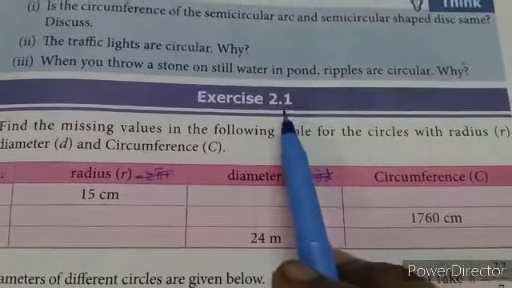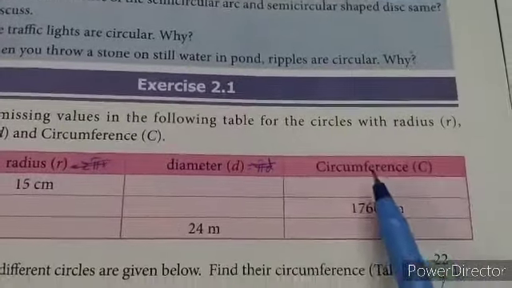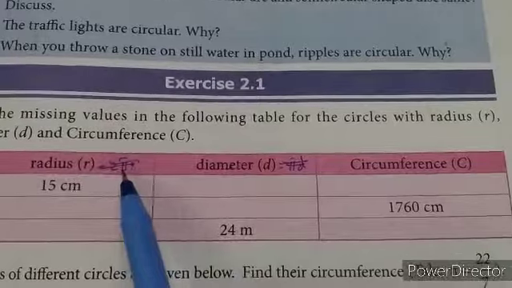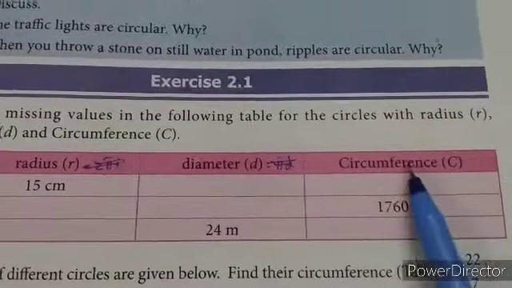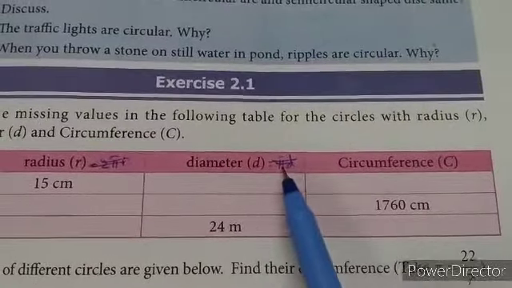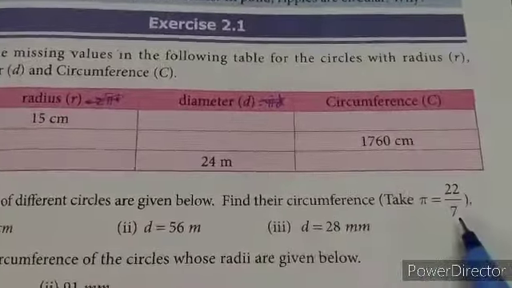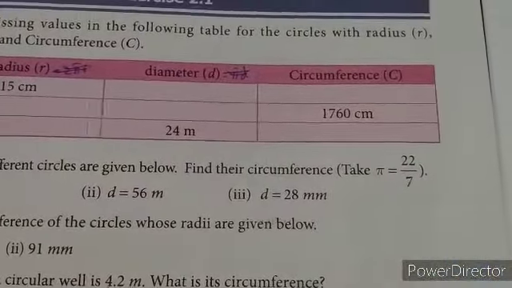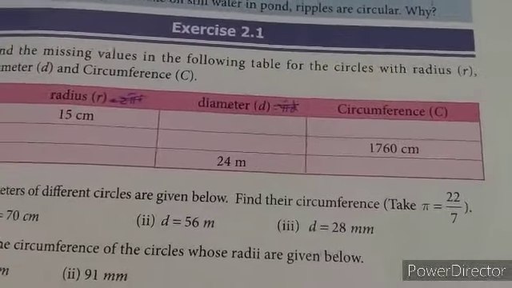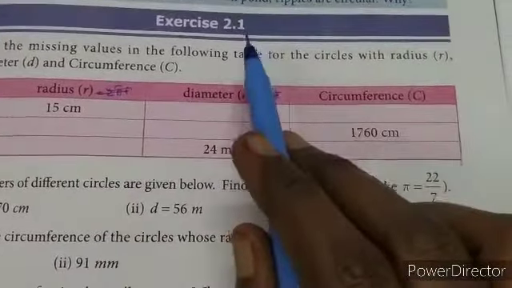Students, one small recap we will do for this exercise. What is the formula to find the circumference when the radius is given? It is 2 pi r. What is the formula to find the circumference when the diameter is given? Circumference equals pi d. What is the value of pi? Pi is 22 by 7. So, copy down the notes in the classwork note and continue with exercise 2.1.